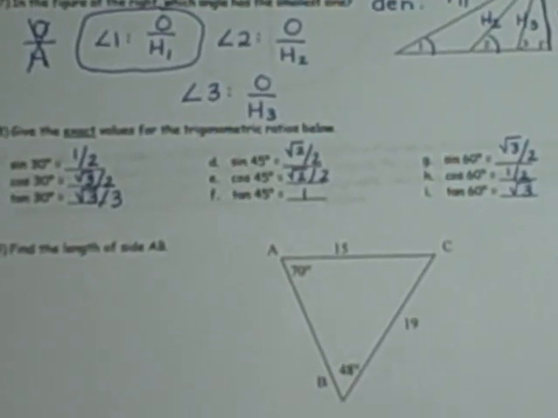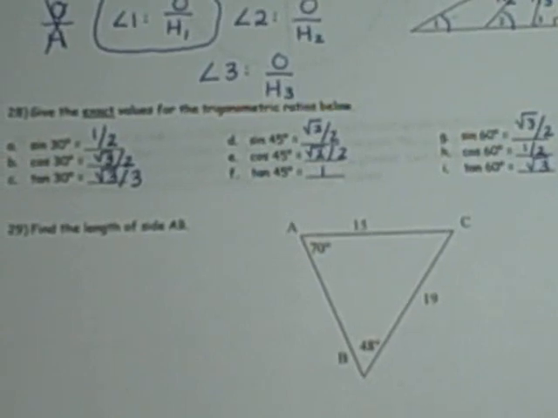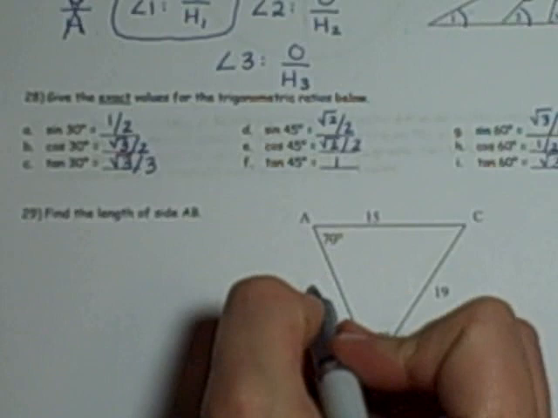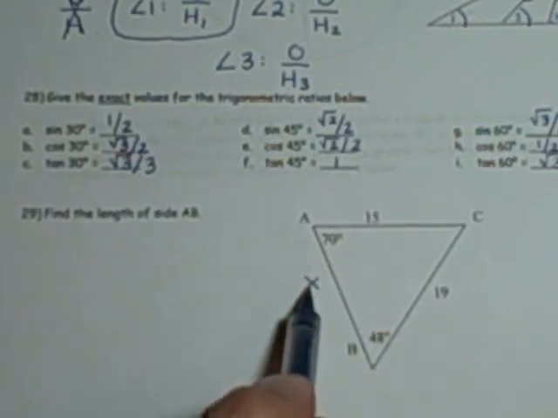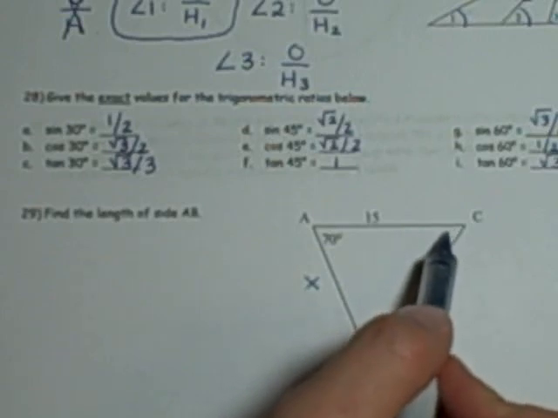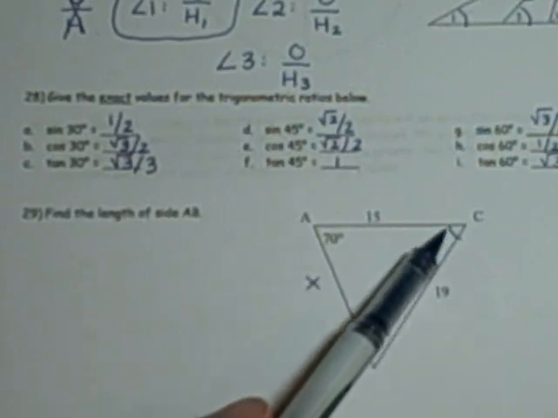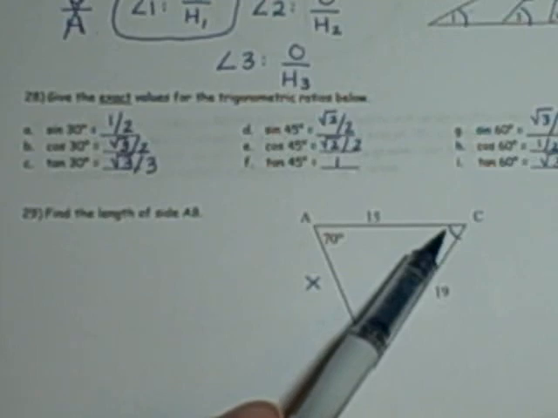Okay, question 29. First thing I notice when I look at question 29 is that this is not a right triangle. If it's not a right triangle, I'm going to have to use either law of sines or law of cosines. And I'd love to use law of sines if at all possible. This side AB is my x. The problem is I'm not going to be able to use law of sines unless I have the angle that's across from it. So I need to know this angle. But luckily I can find it because in a triangle, if I know these two angles, I can always find the third one by subtracting from 180.